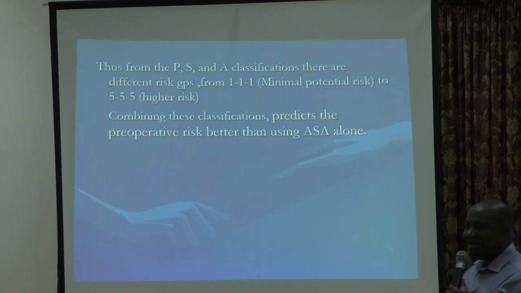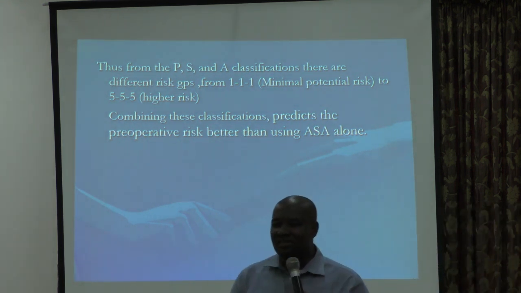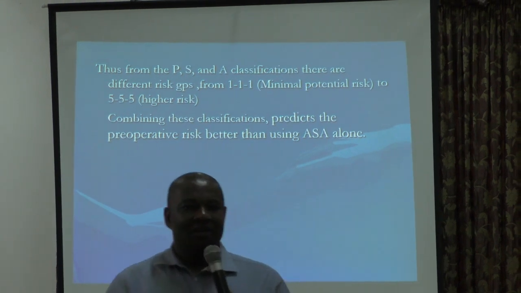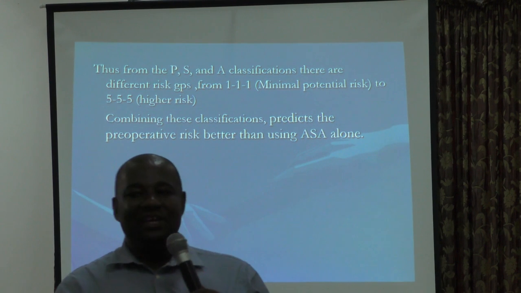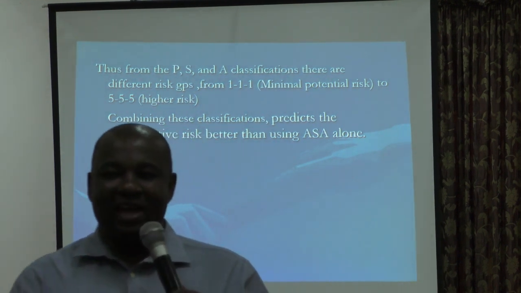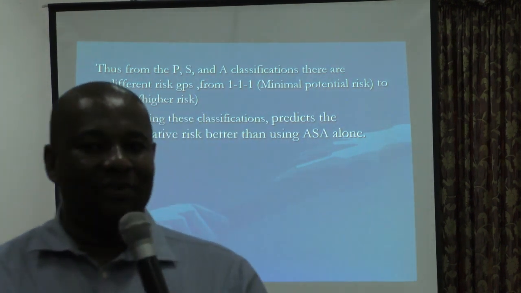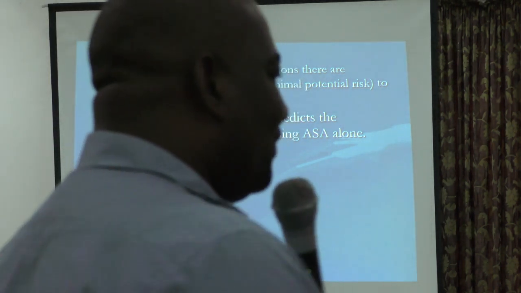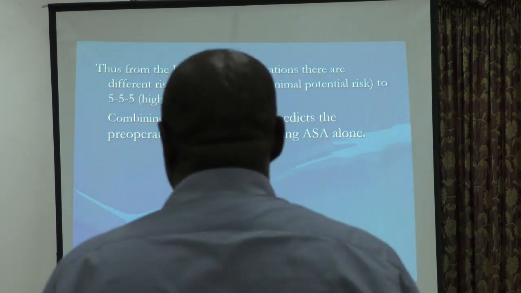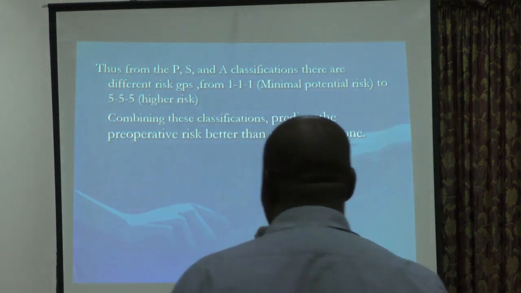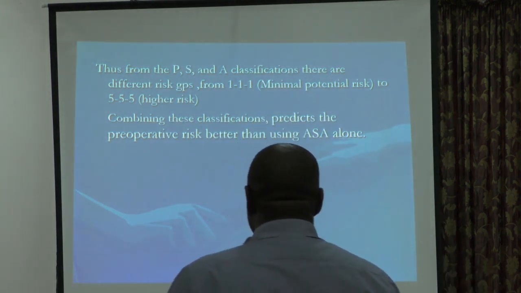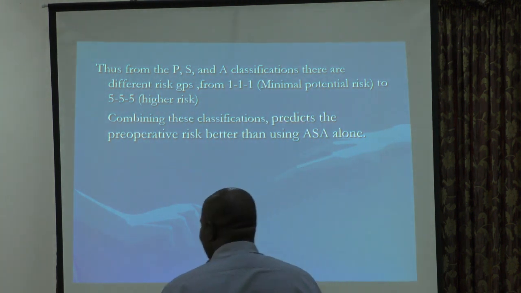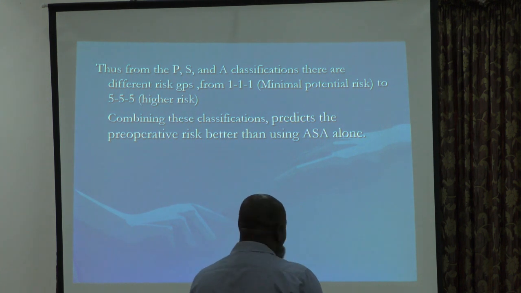Now, what we do nowadays is actually to combine these 3 classifications. So a PSA classification. In other words, if you have a B5, S5, A5 patient on your table, you should go and visit your pastor or your imam before you come to theater. Or make sure, if you don't have a back door through the theater, you let them build one. Because that's the highest risk you can have.